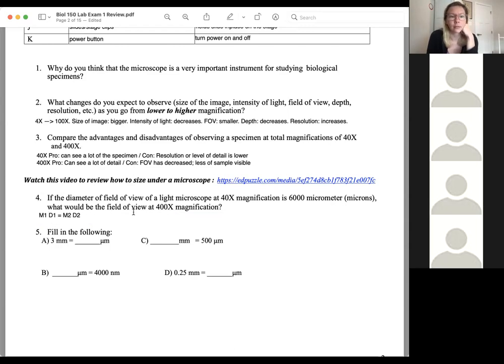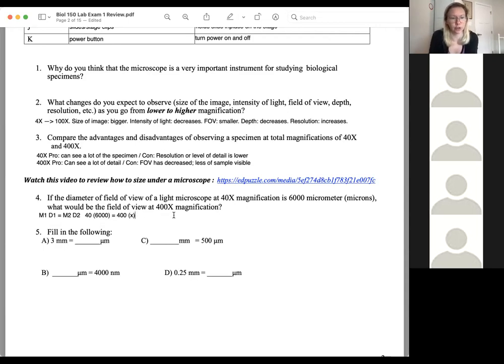It's 46,000 micrometers equal to 400 times X, our unknown. Yes, exactly. So we have the magnification with its diameter of the field of view on one side of the equation, and then we have the other magnification, and we're going to solve for that magnification's field of view.